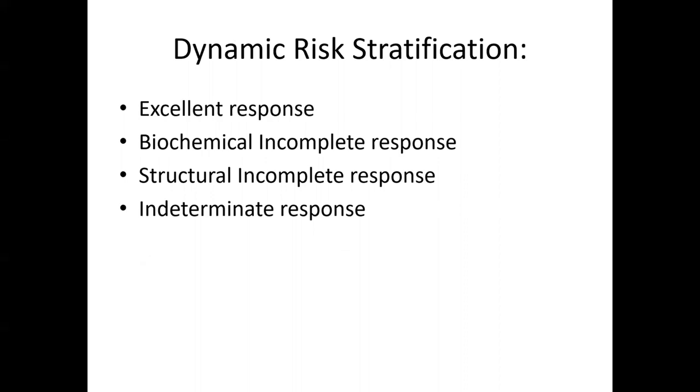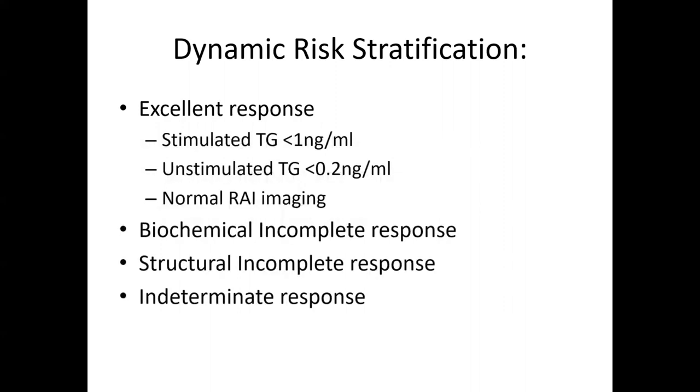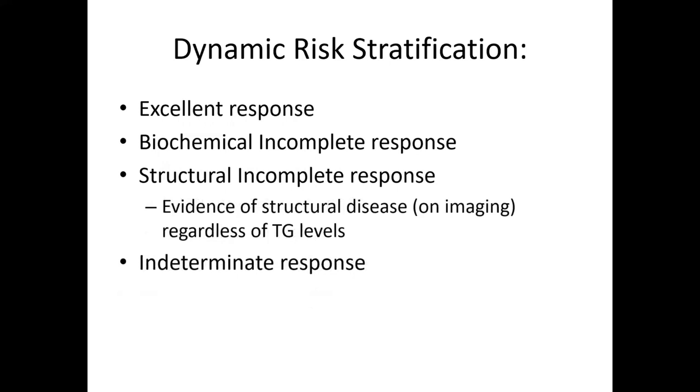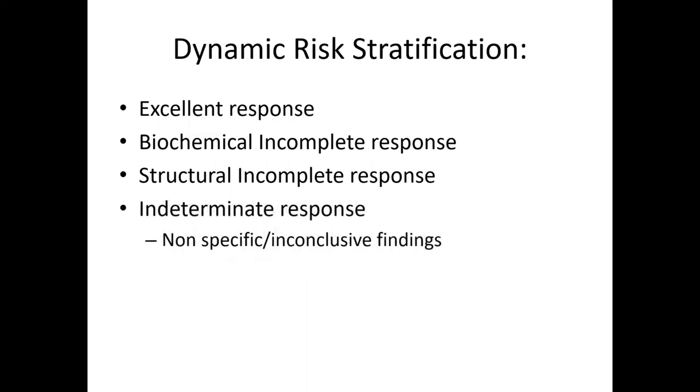First is excellent response, then biochemical incomplete response, then structural incomplete response, and then indeterminate response. Excellent responses are the cases where the stimulated TG is less than 1 and the patient has a normal RAI image. Biochemical incomplete response is when the stimulated TG is more than 10, but we do not see any structural disease, that is, normal RAI imaging. Structural incomplete response explains itself. There is evidence of structural disease regardless of TG levels. And any non-specific or inconclusive findings are an indeterminate response.